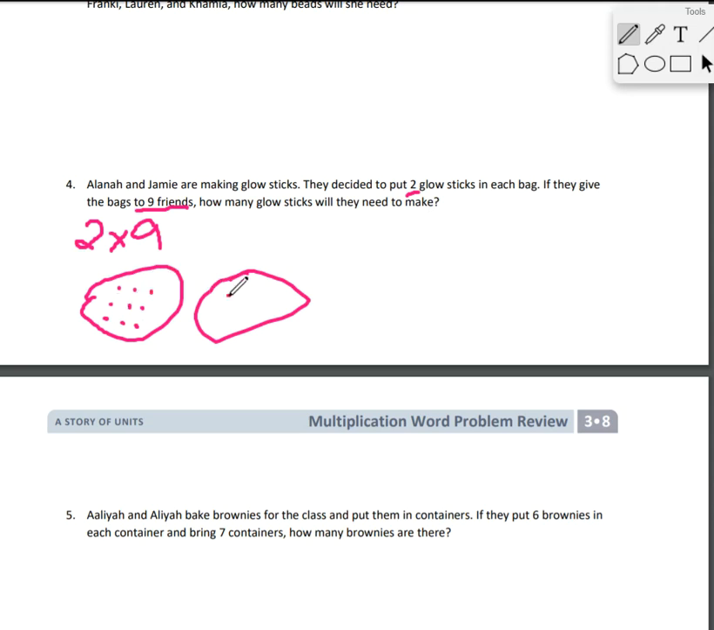So here's one group of 9. I'm making my second group of 9. So 9. We know that's 9. If you're not comfortable doing 9 and 9, you can always count on. So 9, 10, 11, 12, 13, 14, 15, 16, 17, 18.